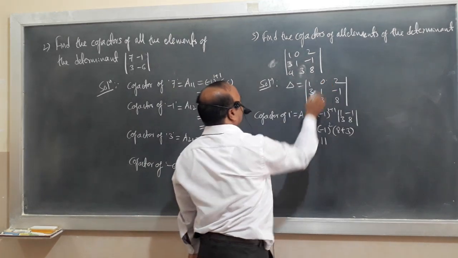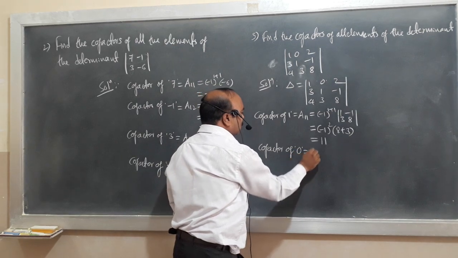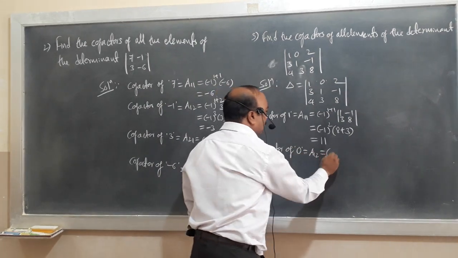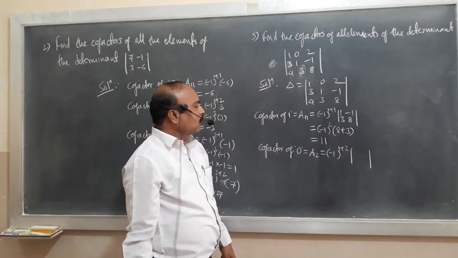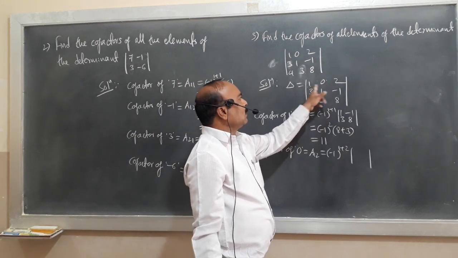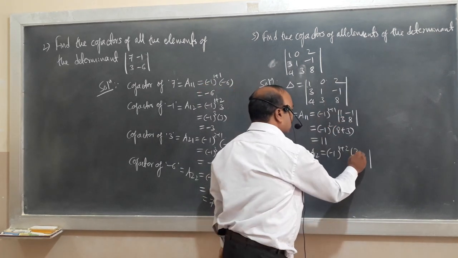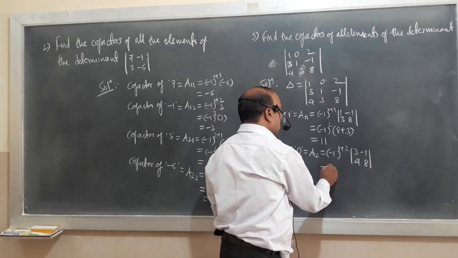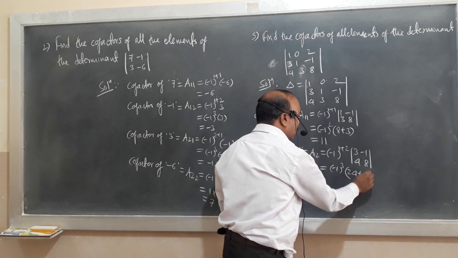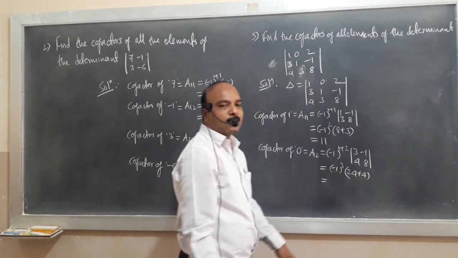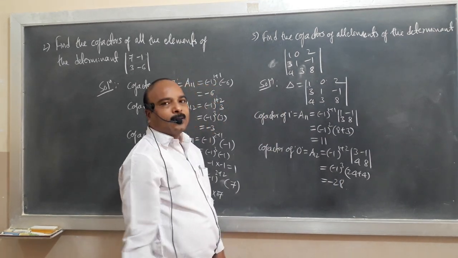Next, cofactor of the second element, cofactor of 0. It is a12. It is given by minus 1 power 1 plus 2 into minor. By deleting this column and this row, we get 3 minus 1, 4 8. Now it is minus 1 cube into 24 plus 4. Minus 1 cube is minus 1. Minus 1 into 28 is minus 28. It is the second cofactor.